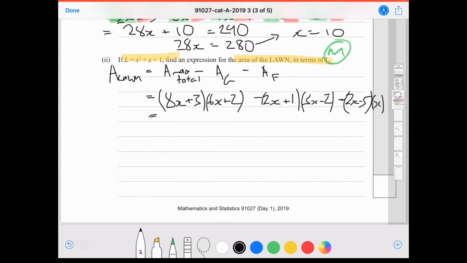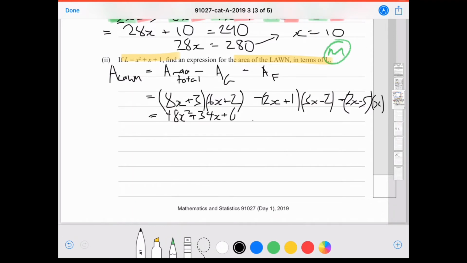and so we can expand these brackets now. So expanding this first quadratic, you've got 8x times 6x is 48x squared. 8x times 2 is 16. Apologies. 16 plus 18x gives you 34x. And then plus 6.